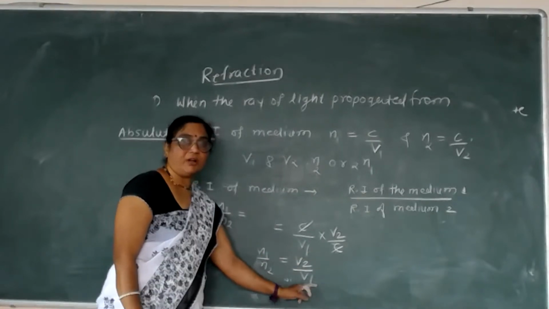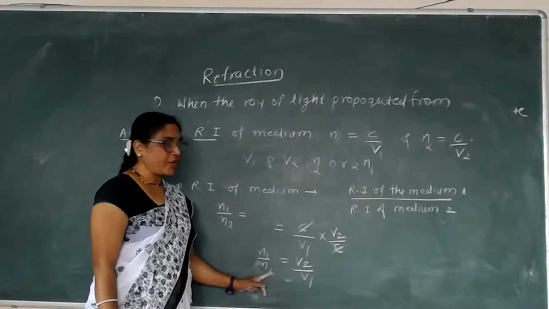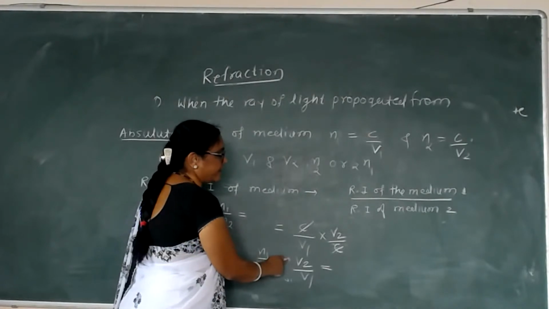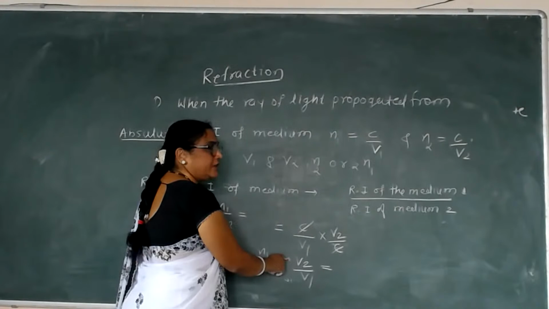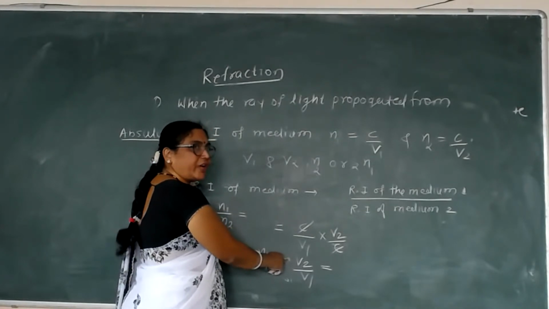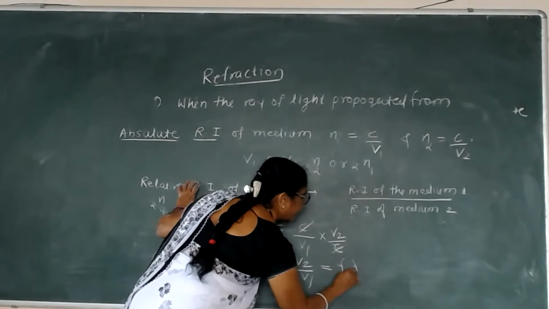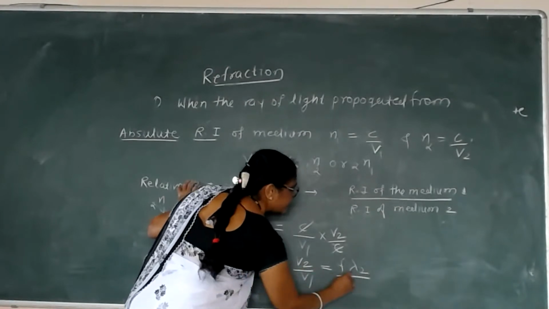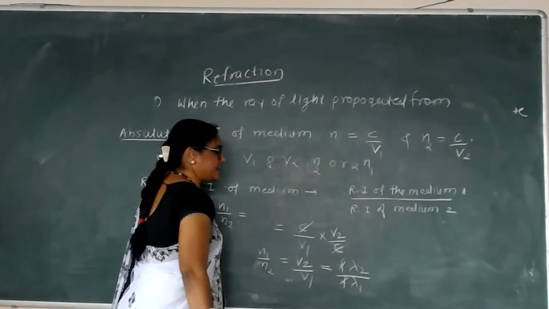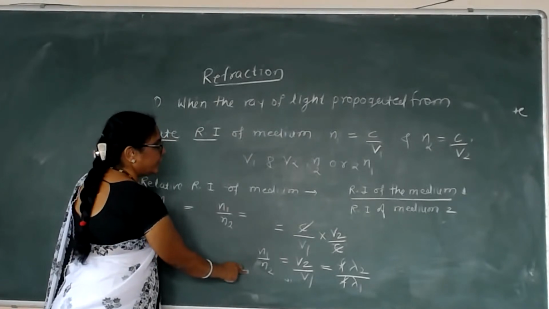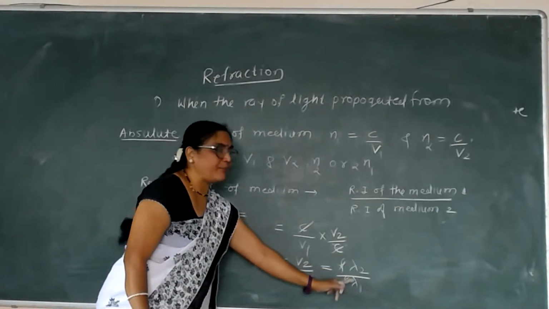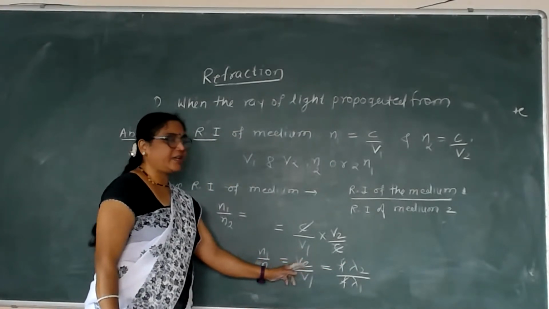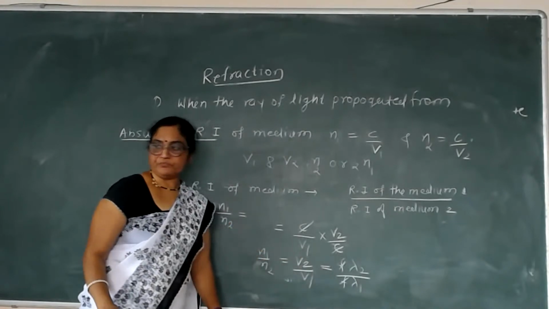This is a shortcut formula to find out the velocity in any medium. Otherwise, if we want to find the wavelength of each color, velocity is equal to frequency into wavelength. In the last year, we studied that v is equal to f into lambda. Therefore, the velocity in the second medium is f into lambda 2, and for the first medium, f into lambda 1. f gets cancelled. So here, n1 by n2 is equal to v2 by v1 is equal to lambda 2 by lambda 1. This formula is used to find the velocity as well as the wavelength for any medium.